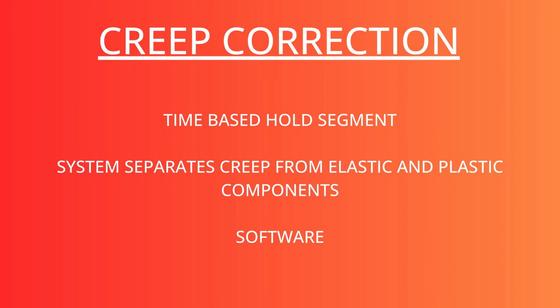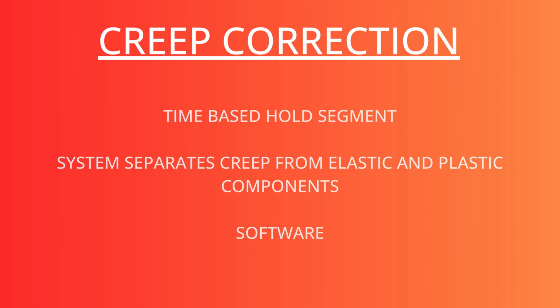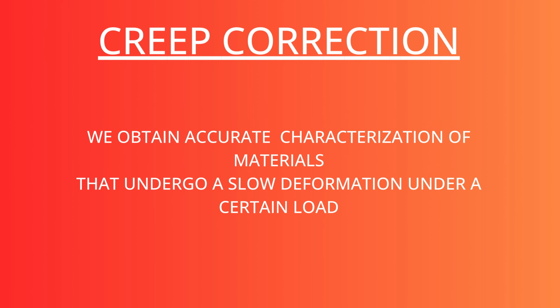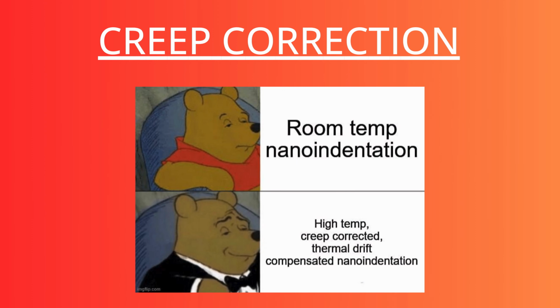This is mainly done by the software side that applies models to extract corrected material properties, for example, like the true hardness or even Young's modulus. So as a result, we get the accurate characterization of a material that undergoes a slow deformation under a load, like metals or even polymers at elevated temperatures.